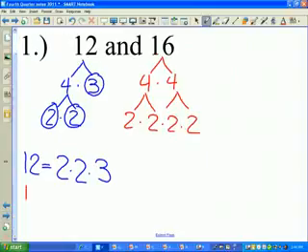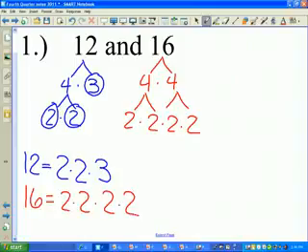So for the 16, I have 2 times 2 times 2 times 2. So once I factor both of them out, what do you notice?